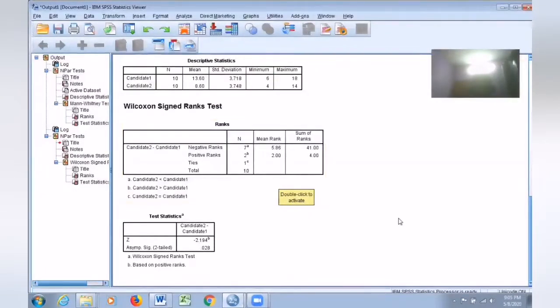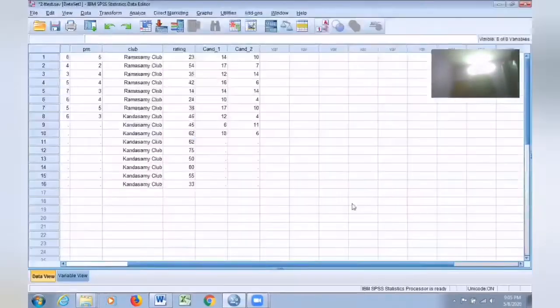So instead of a paired samples t-test, we have conducted the Wilcoxon signed rank test. Why? Because the data is not numeric, the data is ordinal in nature. Fine. Good. So that's about these two tests. Now let me go to the next case.